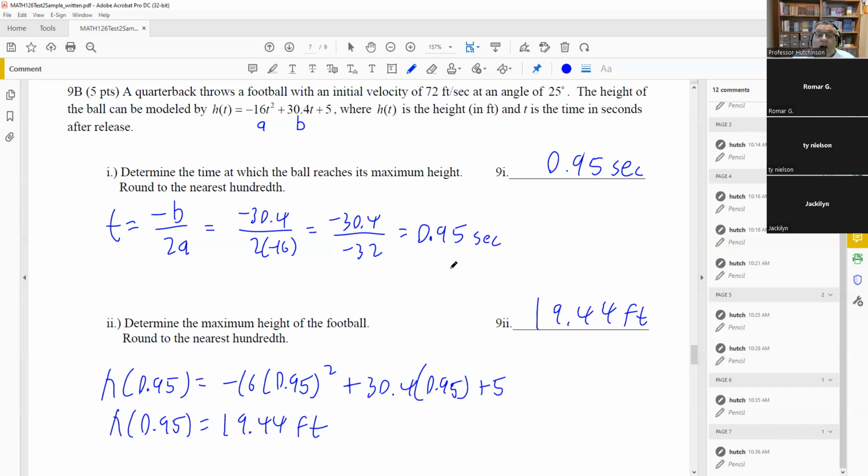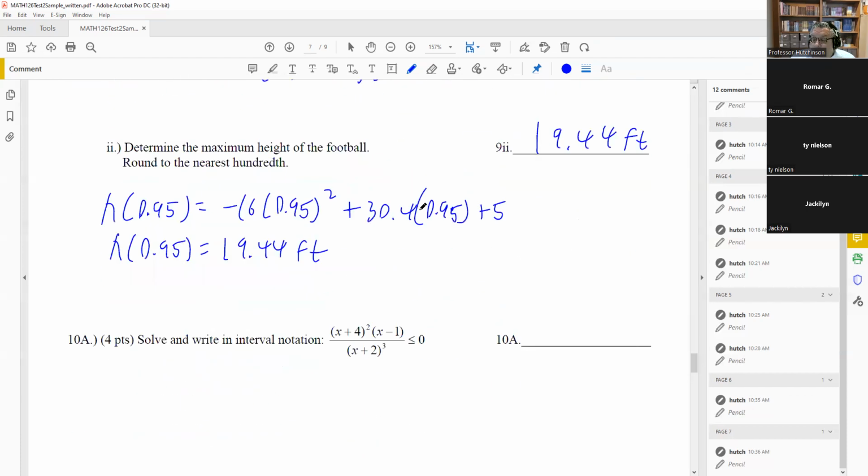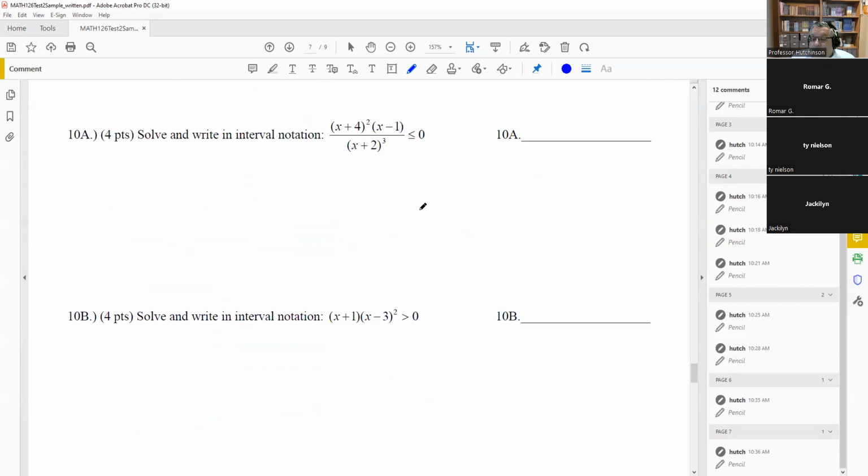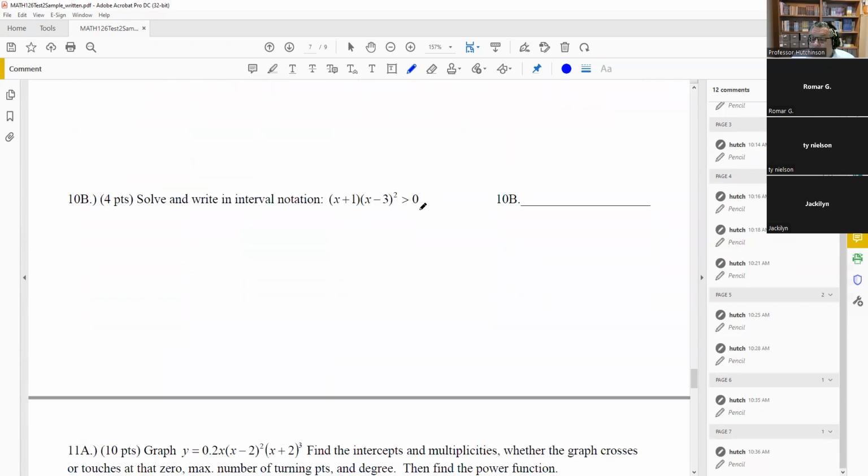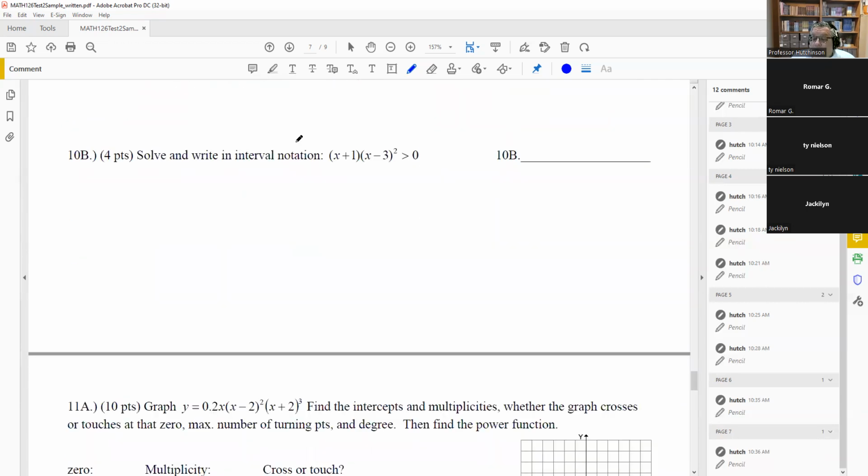So for number 9, some kind of quadratic formula will already be provided for you, where you don't have to substitute anything in. It'll be provided for you already. Okay, the next one we have is number 10, which is going to involve solving inequalities.